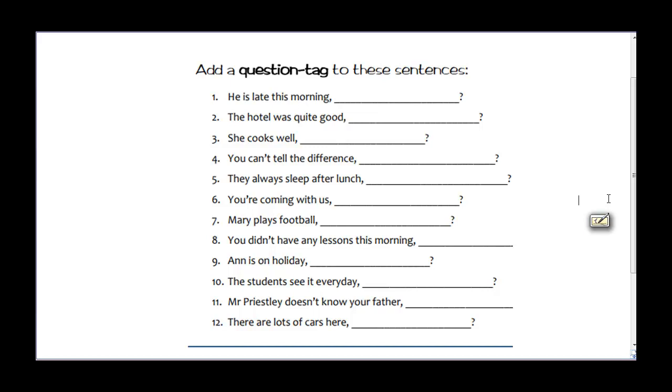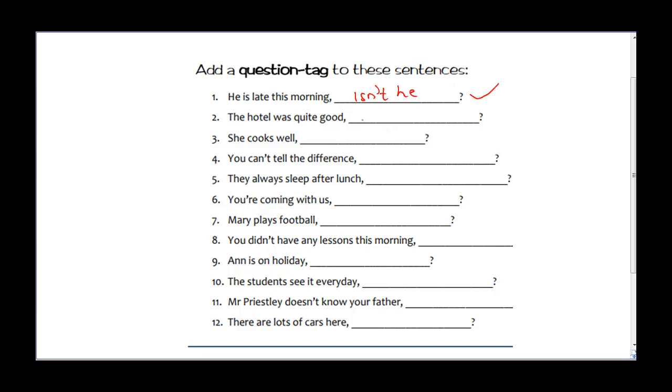Now, the first one says, he is late this morning. Now, is it a positive or a negative statement? He is late this morning. Now, you can all see it's a positive statement. He is late this morning. Now, what do you do? You look for what? A negative tag. Isn't he? Good. So that's the correct answer.